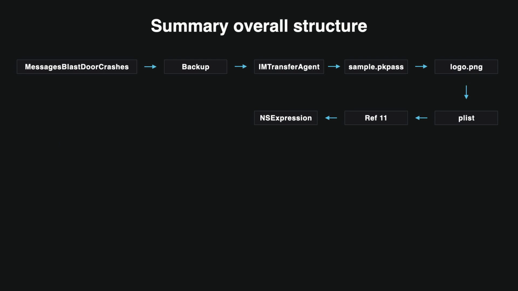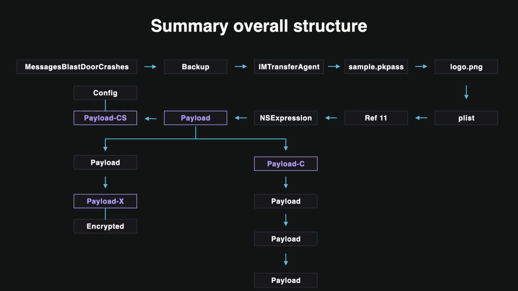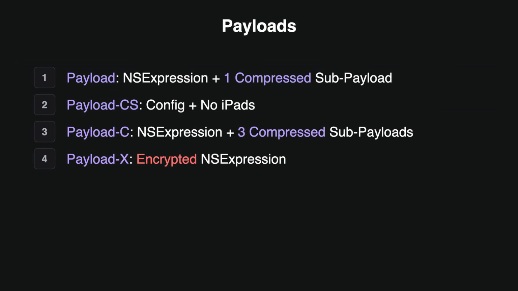And after the NS expression, it had a payload. It called a payload CS, that is a config file. Then you had a payload C that contained a couple of other sub-payloads. And you had another payload that was calling payload X, and this one was encrypted. So that is the summary.